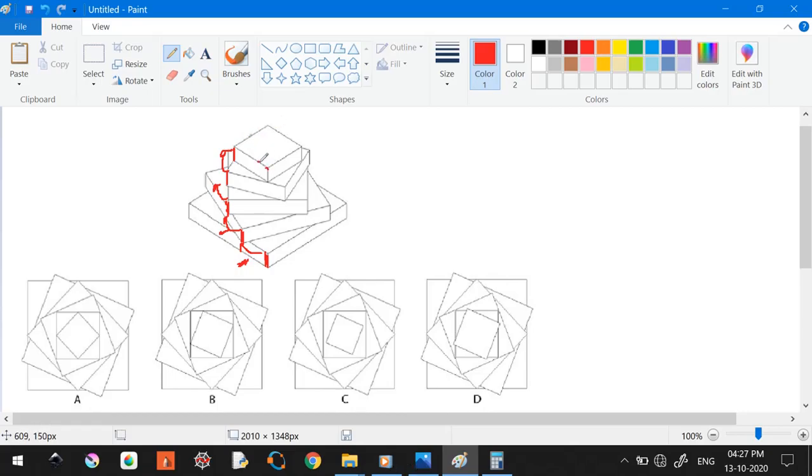Somewhere here, if I start from here, something like this, right? So which means the angle between this one and this particular bottom should not be that high.